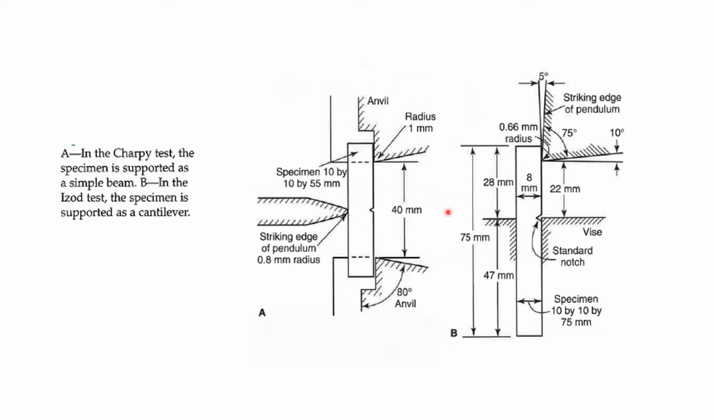In the Charpy test, this is a two-dimensional cross-section diagram. The specimen is supported as a simple beam right here. So here we can see this specimen right here. These are just the specifications, the size of the specimen. You follow your ASTM standard, and this is your anvil holding it. And this is going to be your striking edge, because this is a destructive test, so it's going to break the specimen when it comes down from your pendulum.